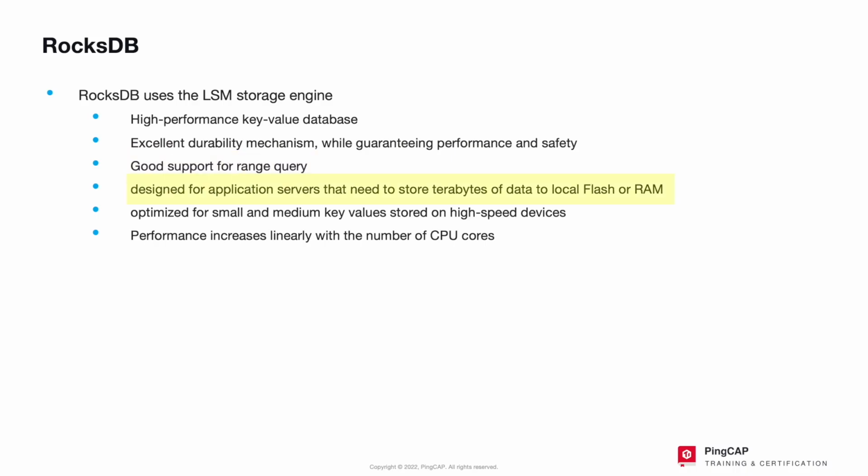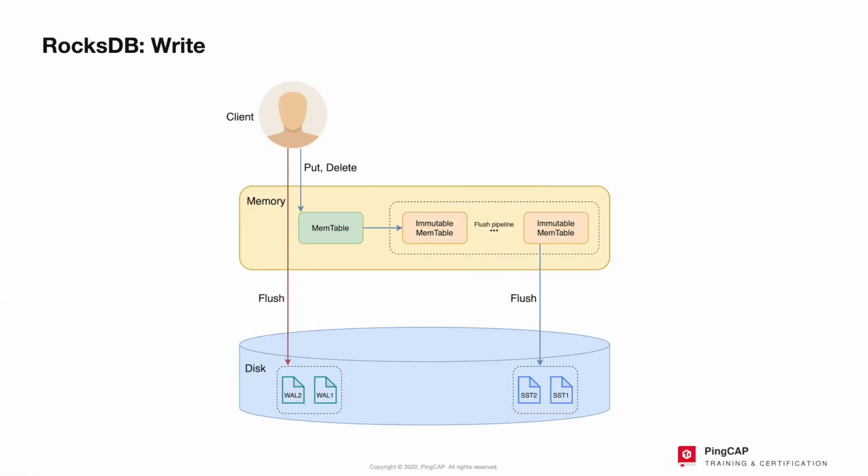It's designed for application servers that need to store terabytes of data to local flash or RAM, and it's optimized for small and medium key values stored on high-speed devices. Once again, data can be stored in flash or directly in memory. Finally, performance increases linearly with the number of CPUs, making it friendly to multi-core systems.